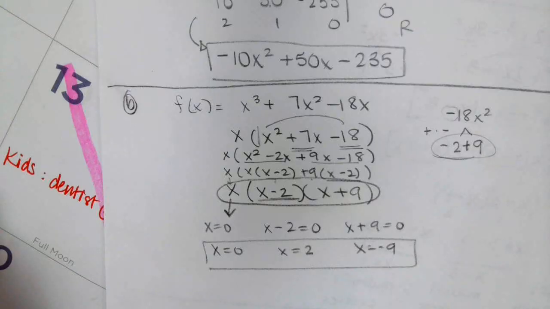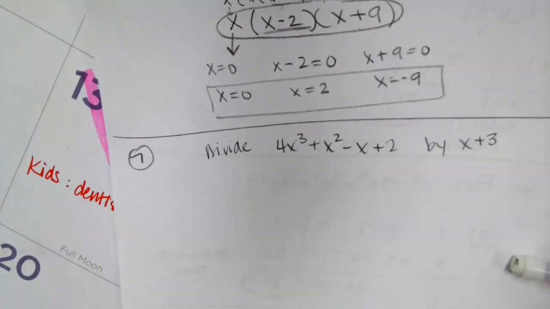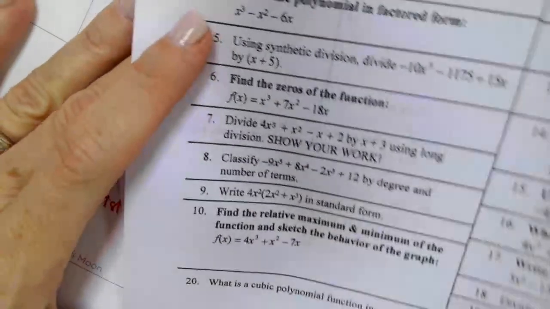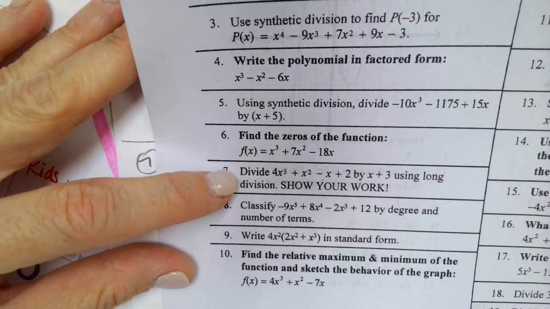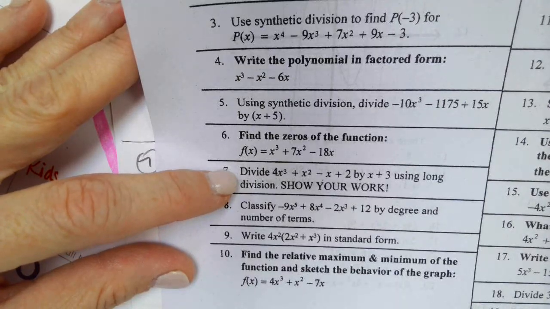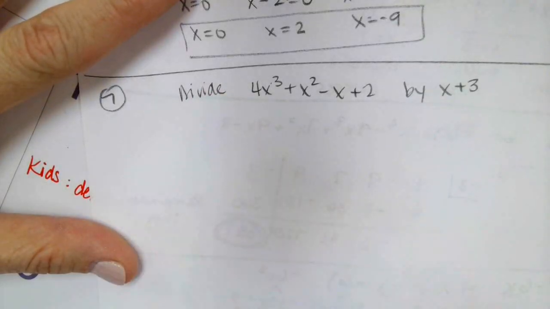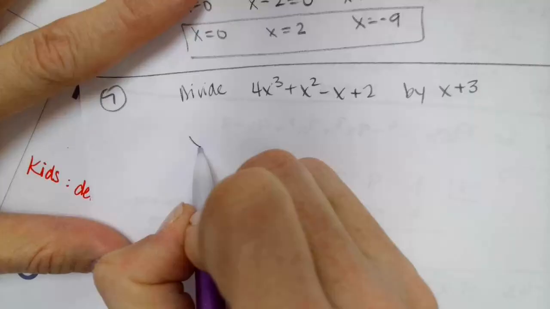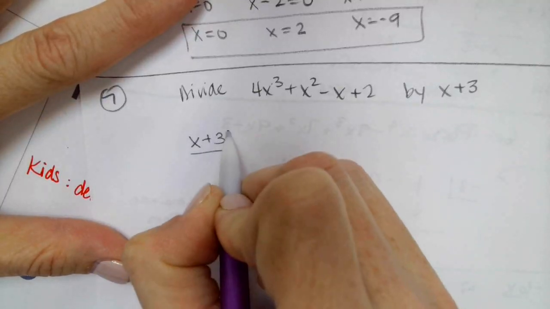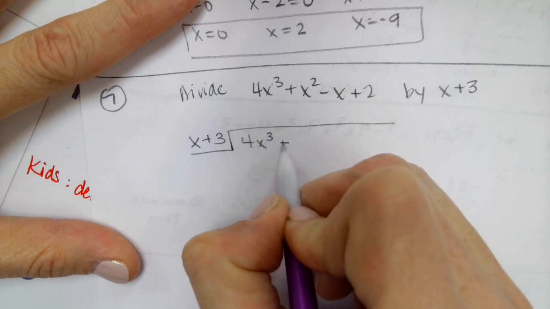All right, let me take a look at number 7. Okay, so number 7 says to divide 4x cubed plus x squared minus x plus 2 by x plus 3 using long division and to show your work. So I've rewritten it. I know that doesn't necessarily look like divide, but that's what it's supposed to be. So we're going to put the divisor on the outside. Put this stuff underneath the sideways 7.